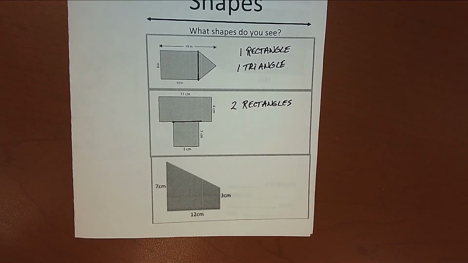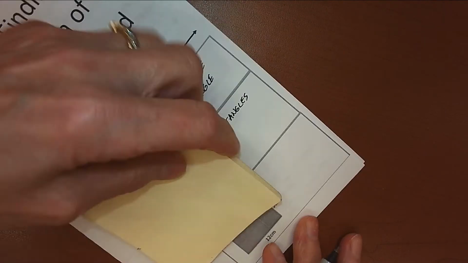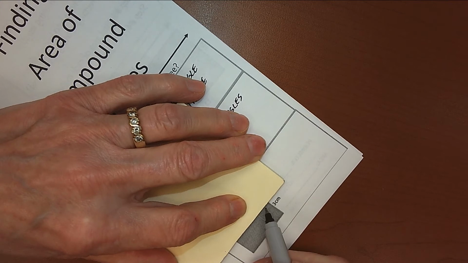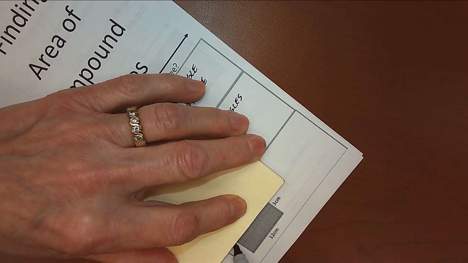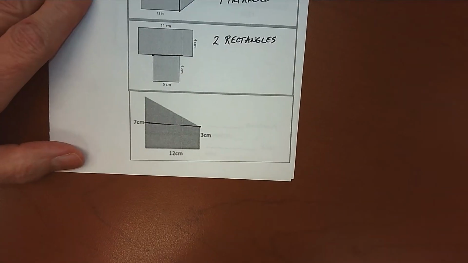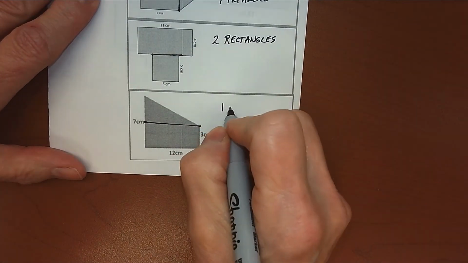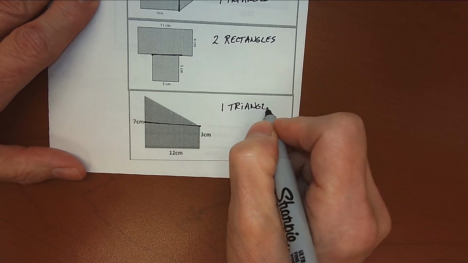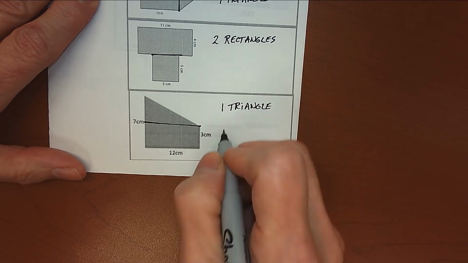And finally, my last one, I see a rectangle and a triangle there. There might be some other ways to look at that one too, but I like the one triangle and one rectangle.